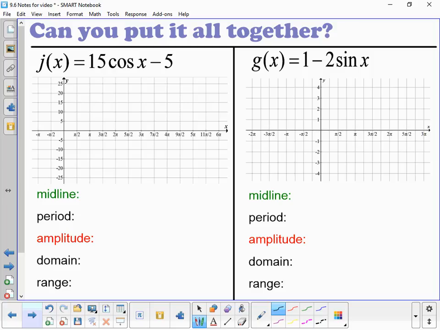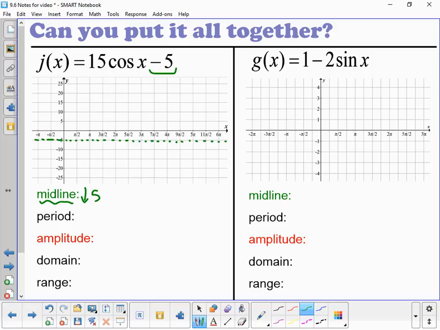Okay, so now we're just going to graph a couple of functions that have both translations happening. So this first one, j of x is 15 times the cosine of x minus 5. Now the order I have these listed in is, I think, a good order to think about these things in. So the first thing that you can think about is, where is your midline? Well, in this case, the function is shifted down 5, so my midline would be down here at -5.